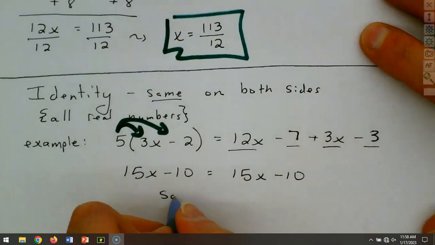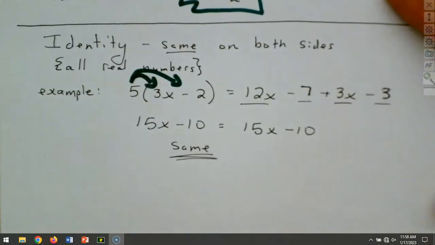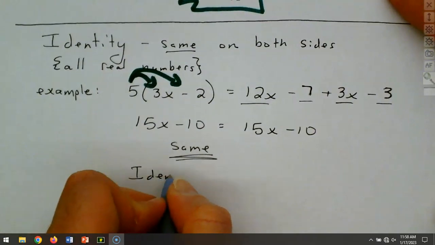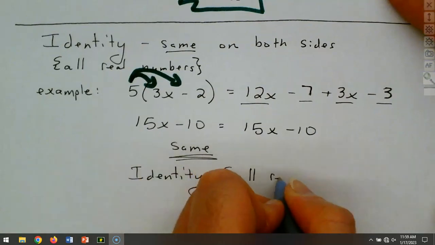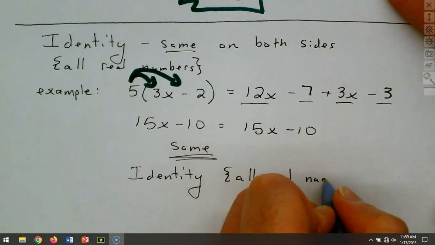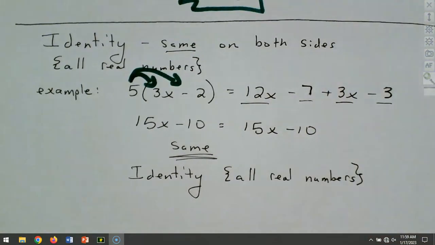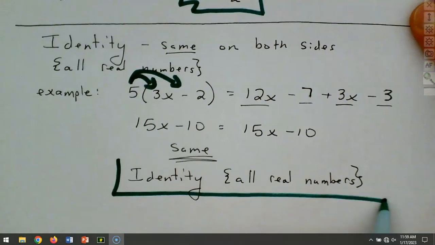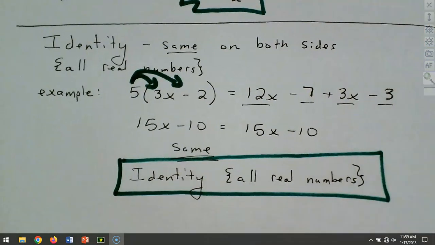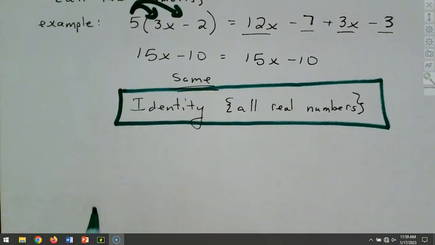These are the same, and if they are the same, then this is an identity, and the solution set is all real numbers. So that's an identity there. And what am I looking for the answer on this one? This is the answer right here. Identity, all real numbers. You can also write negative to positive infinity, and that's okay.